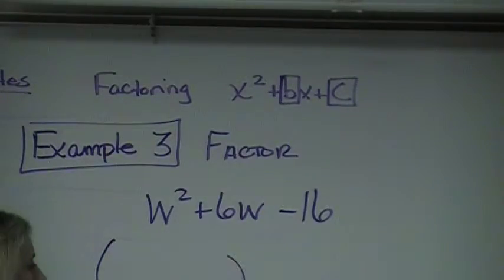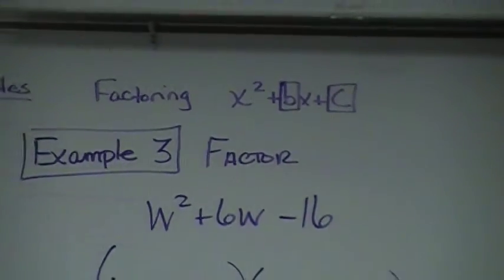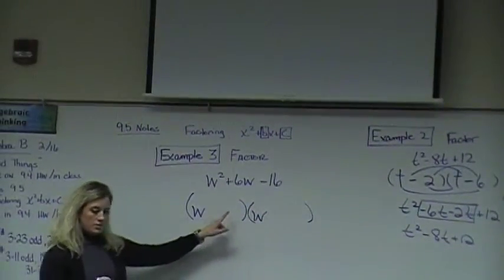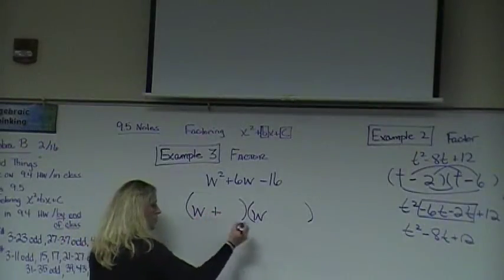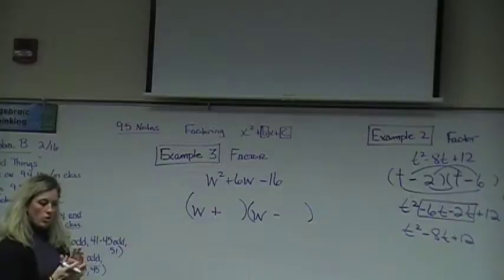All right, so we're going to go ahead and put our two parentheses here. What times what equals W squared? What's going to go here and here? W. So everybody put a W there and a W there. Because the last term is negative, the signs are going to be what again? Same or opposite? Opposite. So everybody will put a plus, minus, or a negative, plus. It doesn't make a difference what order you put them in. Now, what do we do?